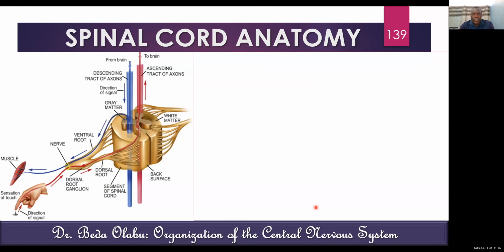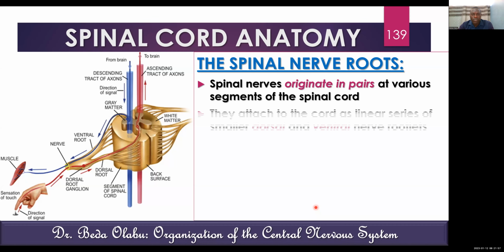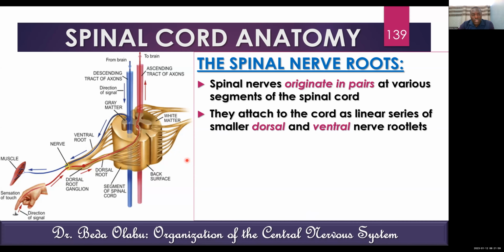In terms of the spinal nerve roots, we know that the spinal nerves originate in pairs from different segments of the spinal cord. Now, these spinal nerves attach in a linear series of nerve roots. We can see the linear series of nerve roots. Or we have the rootlets, multiple of them. So these multiple rootlets are the ones that join to form a nerve root.